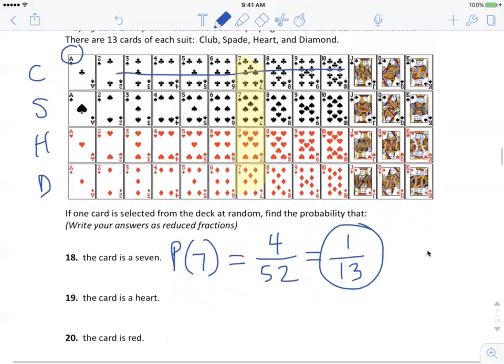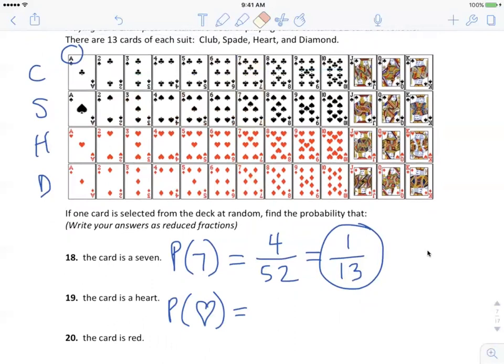Next one, the probability that the card is a heart. Let's just draw a heart. Probability of getting a heart. Let's erase what we got up here. Where are the hearts? Hearts are a suit. All those cards are hearts. So there are 13 of them, and we're still pulling from the total of 52. So this would be 13 over 52, and 13 divides into 52 4 times, so 1 over 4.